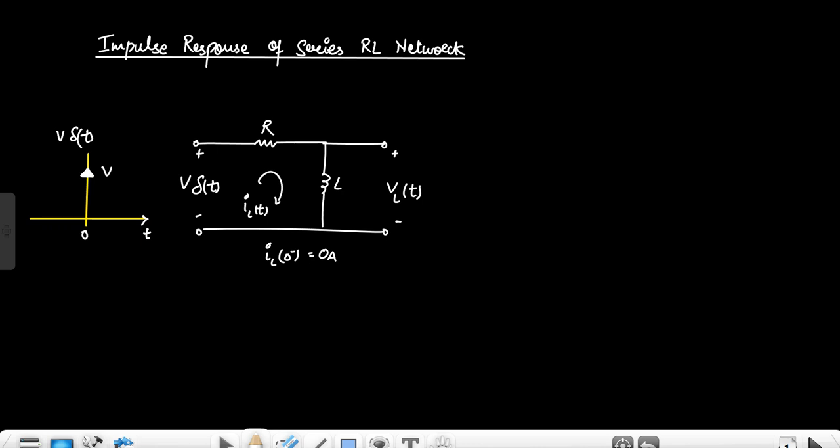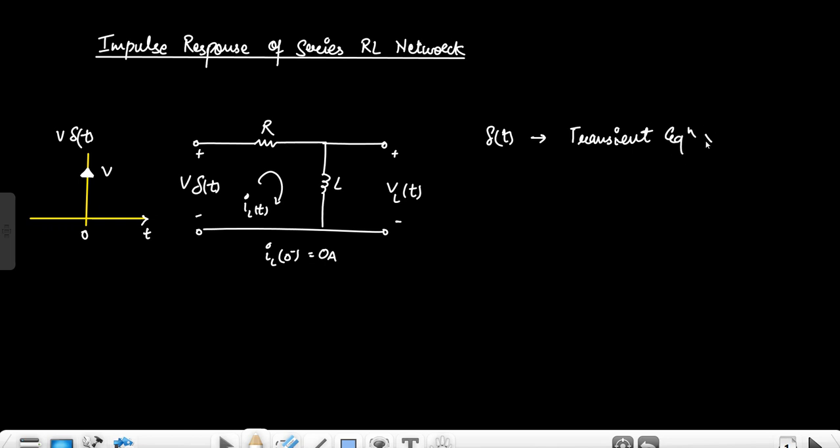Hello everyone. In this video, we will discuss the impulse response of a series RL network, the current and the voltage of the inductor when the input applied is the impulse input. So, first of all, for analyzing the circuit, whenever the impulse input is applied, the transient equation is not valid.